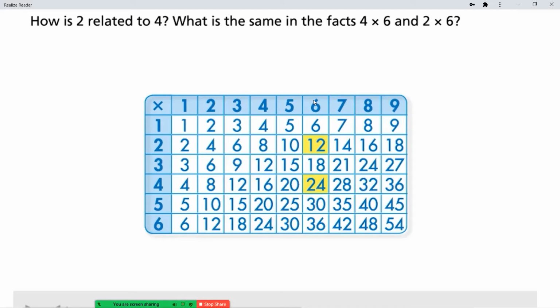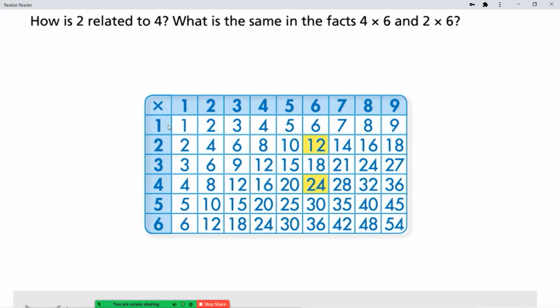Now notice how they got to those products. So you have the 6 up here, and then you have the 2 over here. So what you're going to do when you're working with a multiplication chart or multiplication table, whichever you prefer to call it, is you're going to trace across your factors to see where they meet. And that number where they meet is going to be their product.